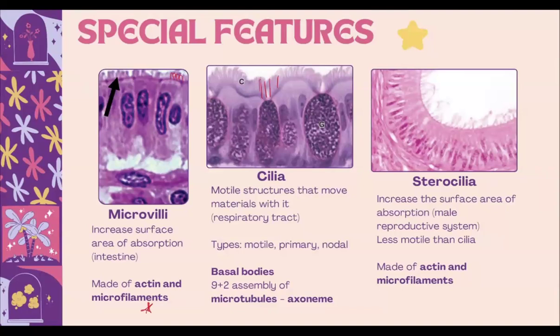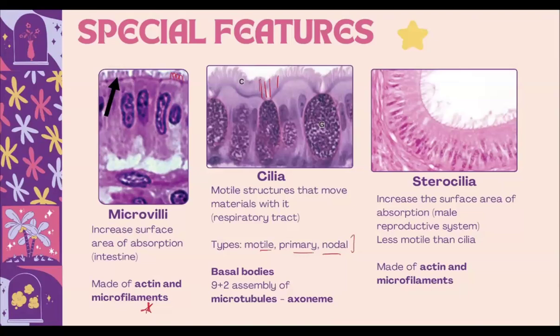Then you have cilia. As I mentioned, cilia help move things back and forth. There are 3 types of cilia: motile, primary, and nodal. You might get a question like, what are the 3 types of cilia? And they could say in one option motile, primary, nodal, and in another motile, secondary, primary, and so on. So it's good to know that these are the 3 types.